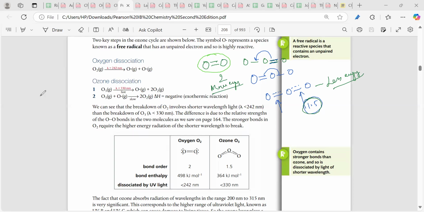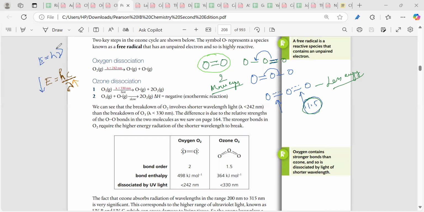Now we have to go to a formula we have to know. E is equal to hc by lambda. Is it clear? Now tell me one thing. If the wavelength of a radiation increases, does the energy decrease or increase? Energy decreases. You have to know these two formulas.